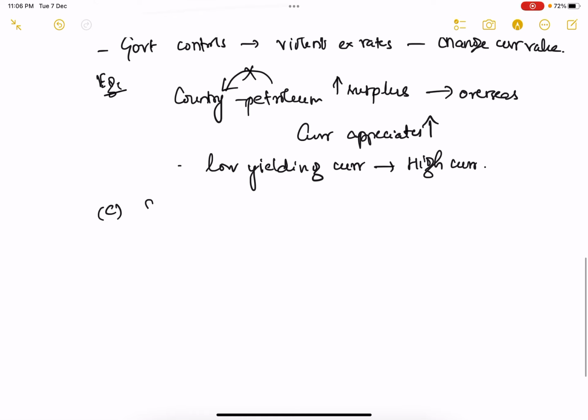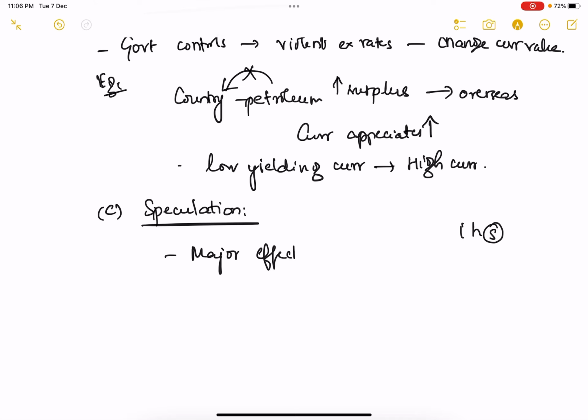Moving on, the third main reason for movement of exchange rate is speculation. We already saw in the previous video that the major factors which affect the growth of foreign exchange turnover are investment, hedging and speculation. So we are talking about speculation now. This speculation has a major effect on exchange rate when compared to the fundamental and technical reasons. Let me tell you how and why.